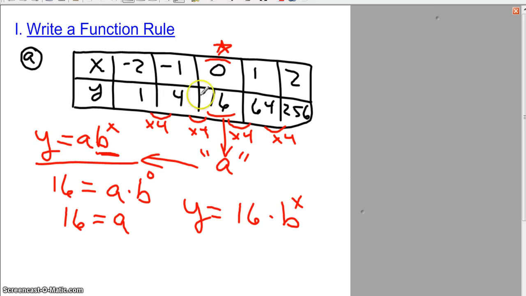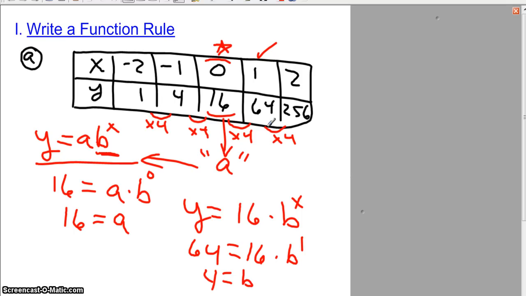Good. We don't want to plug in this point again. That doesn't help us. We already know A is 16. So what would be the next best point? How about this one? This is easy, he says. Okay, good. So plug it in. Plug in 1, you get out 64. So when we plug in this second point here, we have 64 equals 16 times something to the first. So B to the first is just plain old B, isn't it? So 16 times what is 64? So divide both sides by 16 and it's 4.